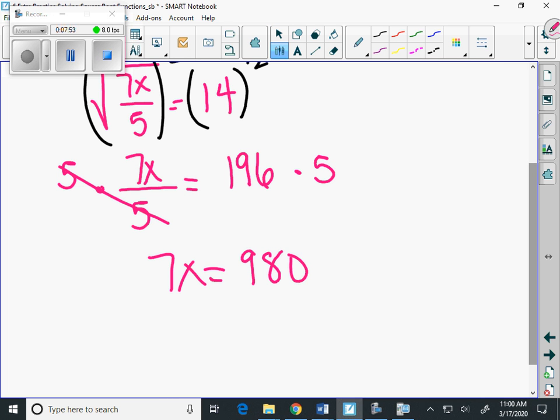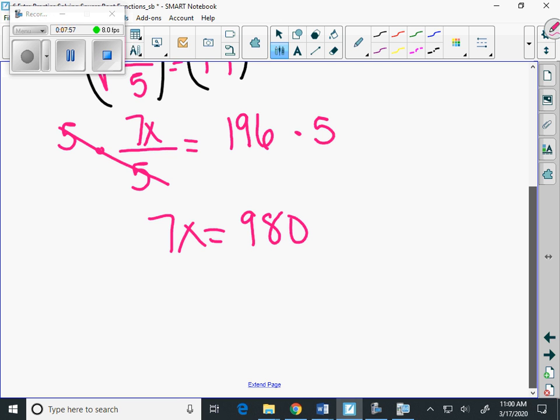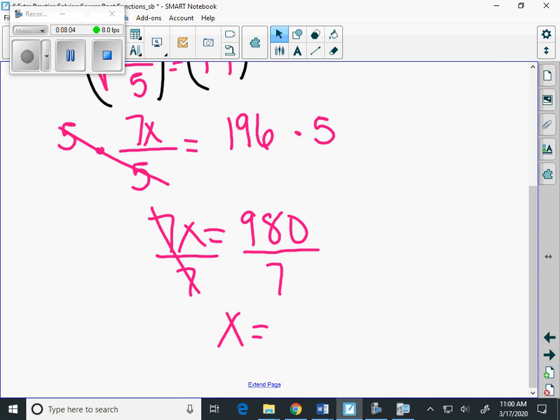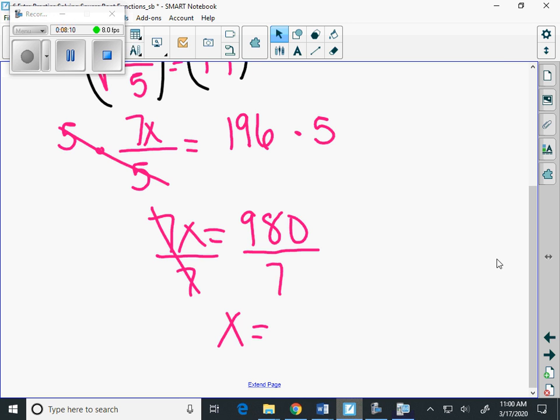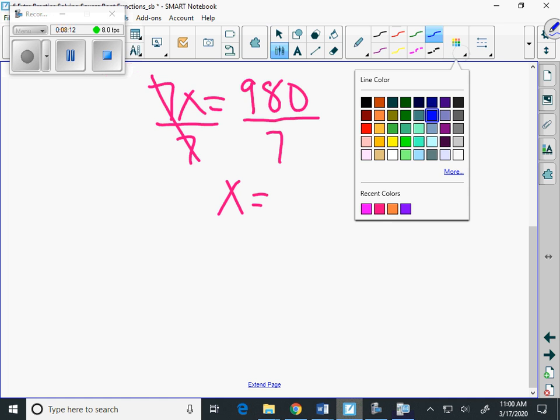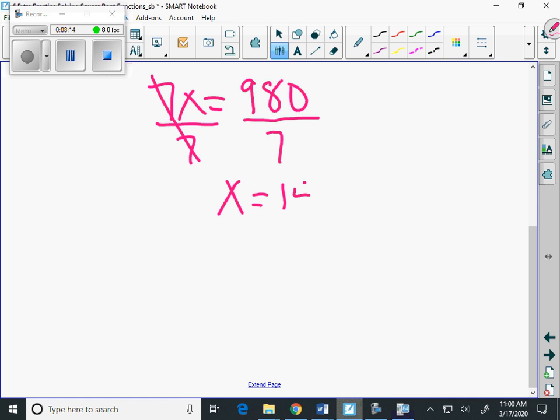Ultimately, what we're trying to figure out is, well, what does x equal? So now we have to divide both sides by 7. So I'm going to do 980 divided by 7, which gives us 140. And now we want to go back and we want to check.